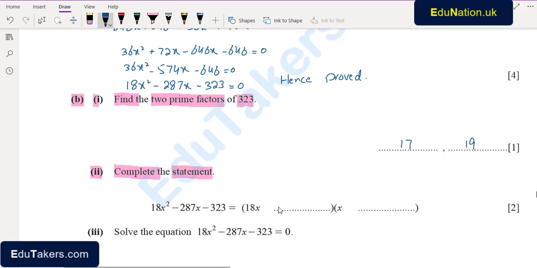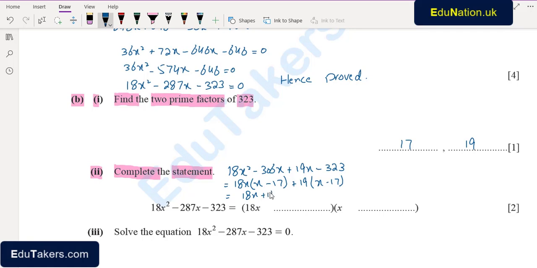We have to make its prime factors. This is 18x squared minus 306x plus 19x minus 323. Taking 18x as common, this will be x minus 17. Taking 19 as common, x minus 17. This will be equal to 18x plus 19 into x minus 17. So here it will be 19 and here it is minus 17.